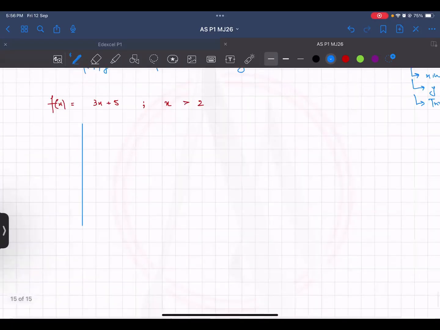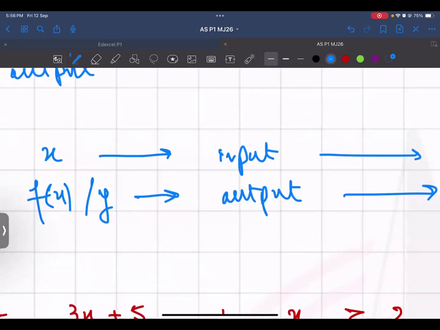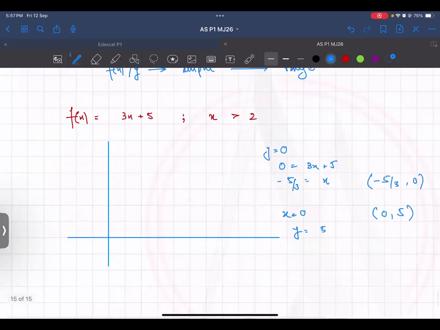So if we find this, it would become 3x + 5. The x-intercept would be where your y is 0. When your y is 0, 3x + 5 = 0, so x comes out as -5/3. And if your x is 0, your y comes out to be 5. So the coordinates are (-5/3, 0) and (0, 5). Okay, I told you that y and f(x) are the same thing, so don't worry about it. f(x) or the y is the same thing.